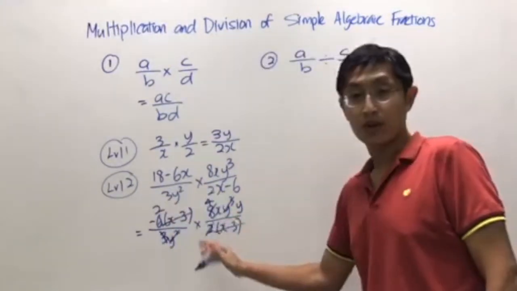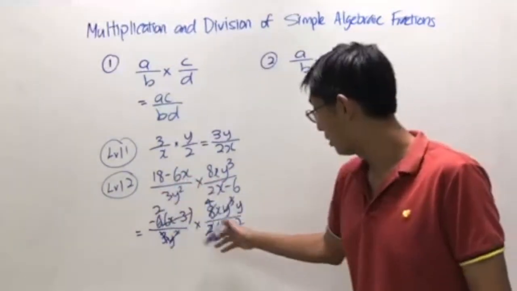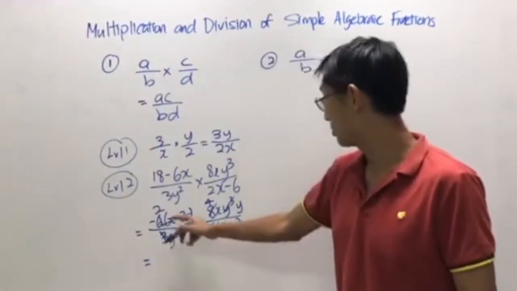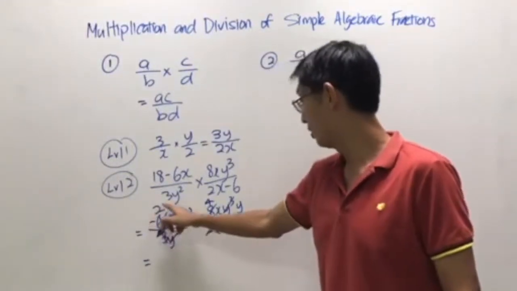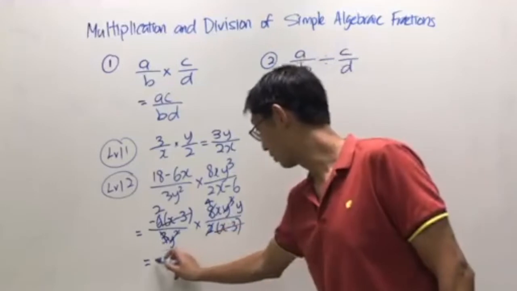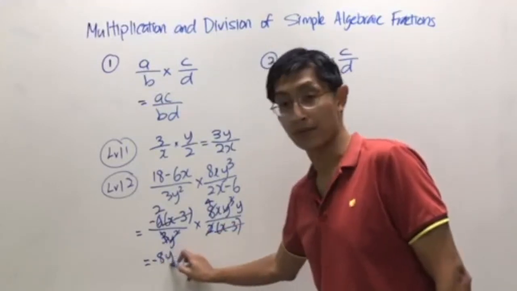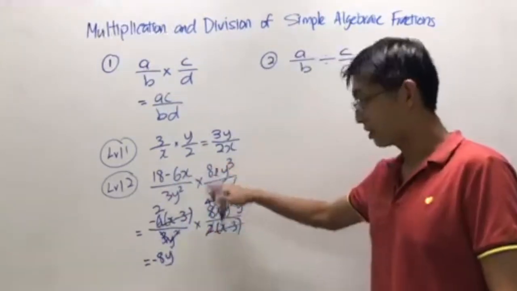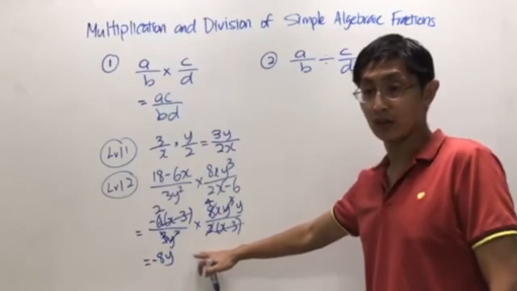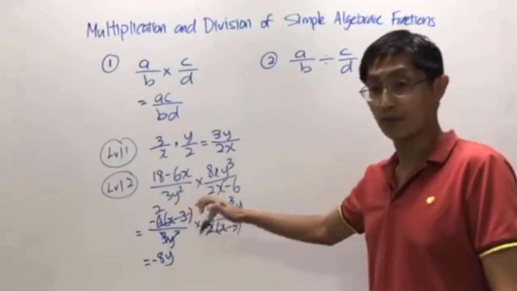And all you need to do now is to combine whatever is left. So from here, this becomes negative 2 times 4 times y. So in total, this becomes a negative 8y. So this is actually one of the more complicated looking versions to deal with for multiplication.